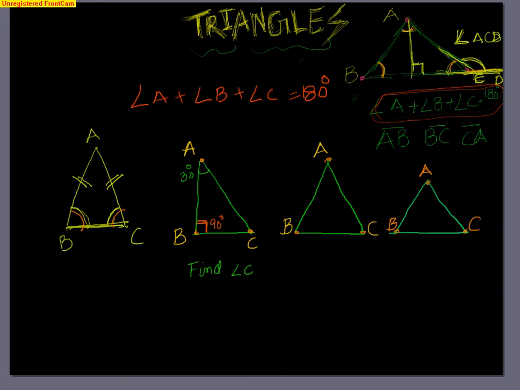Let us see what is your second problem. This is an isosceles triangle, okay, and this angle is equal to 65. Find angle A and angle C. This is your second problem.